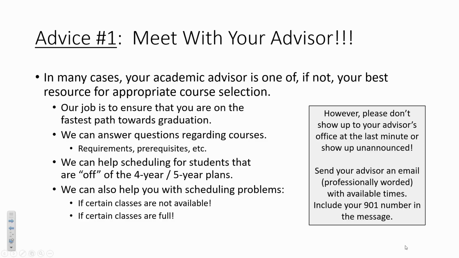The one thing I would make sure of, don't just show up at your advisor's office at the last minute. Send them an email. Tell them when you're available. It's a good idea to always include your 901 number when you're emailing them, because your 901 number is how we as advisors pull up all of your records. So just say, hey, my name's Greg Michelson. Here's my 901 number. I'd like to schedule an appointment. Here's when I'm available throughout the week. Let me know when we can meet, something along those lines. So that's my first piece of advice, is to meet with your advisor.